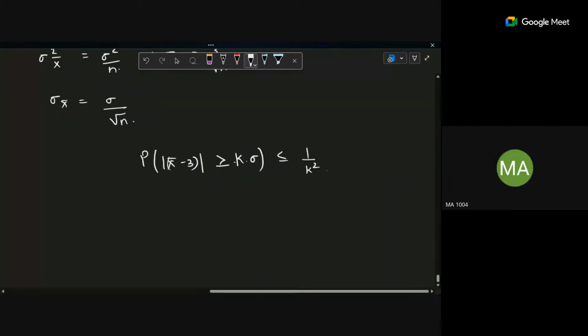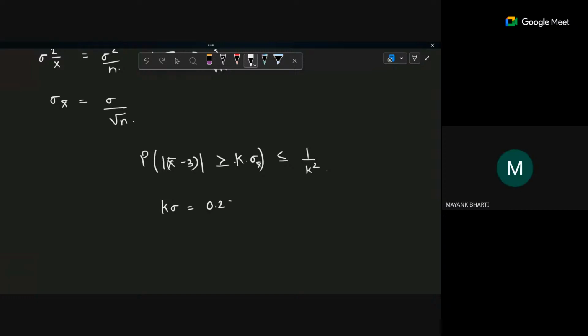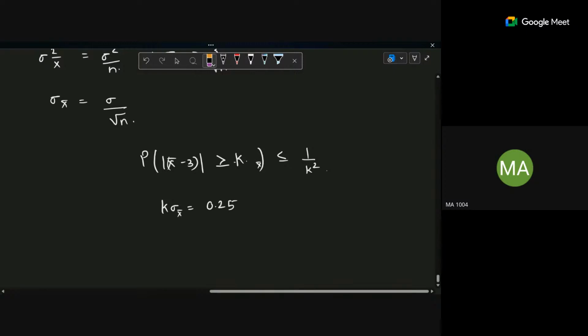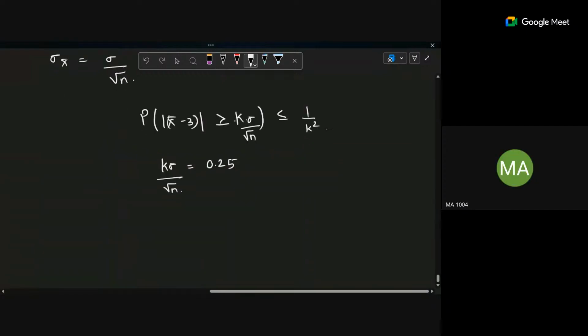Yes. So first I want my k sigma to be equal to 0.25. Sigma x bar, or you can just write it as sigma by square root n, whatever you are comfortable with. Are they the same? Yes. So k sigma, by the weak law of large numbers. Why is it the weak law of large numbers?